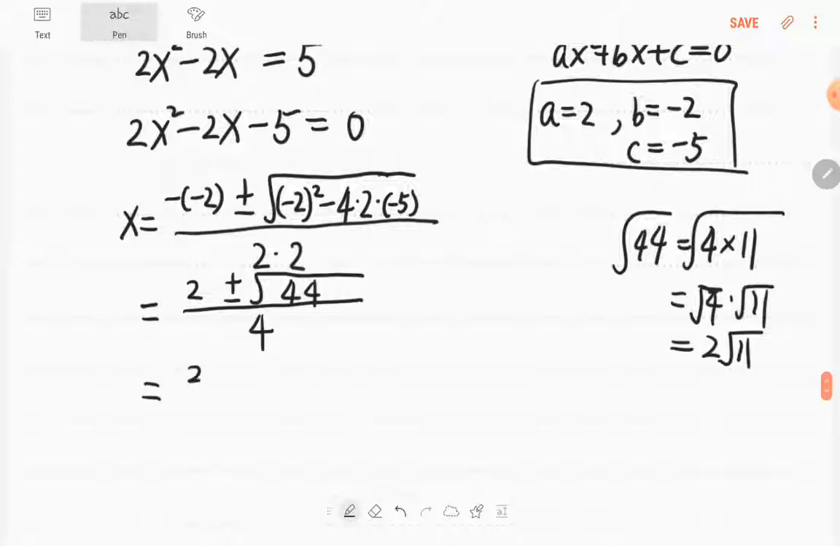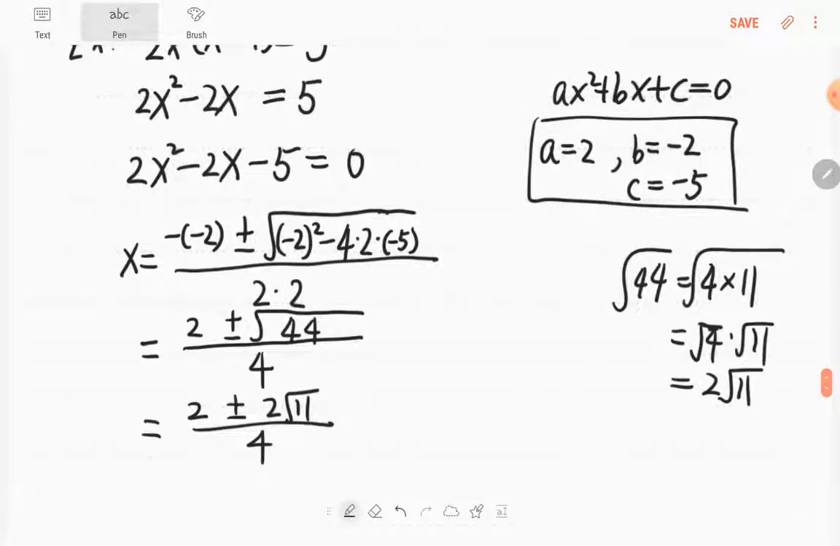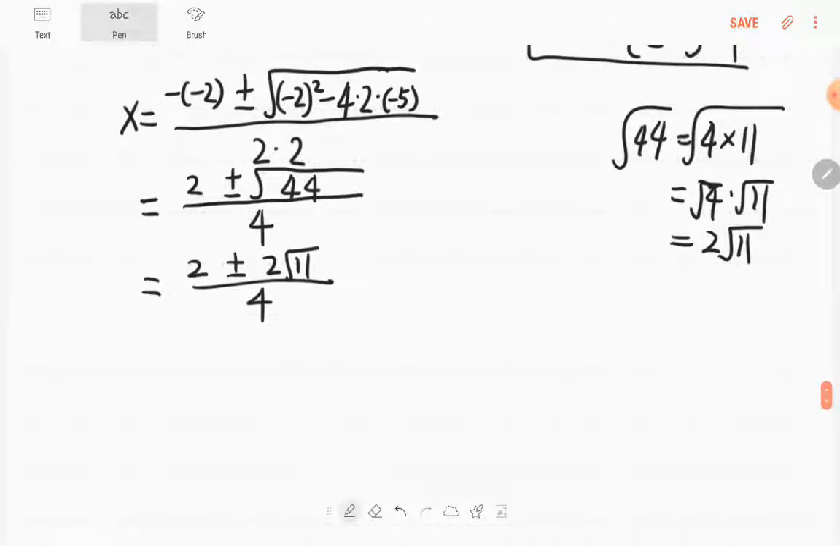Now this would be 2 plus or minus 2 times the square root of 11, divided by 4. Now you can simplify it. You divide by 2 on the top and bottom. So 2 becomes 1, and 2 becomes 1, and 4 becomes 2. What you have left is 1 plus or minus the square root of 11, over 2. So that is your solution. So you have two solutions.